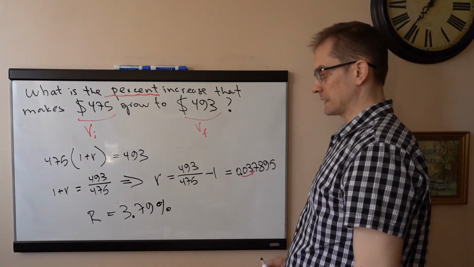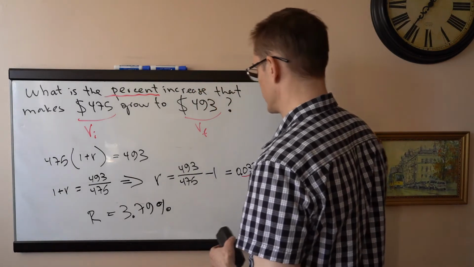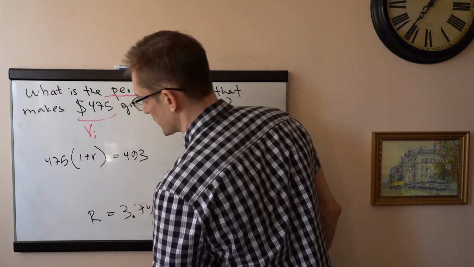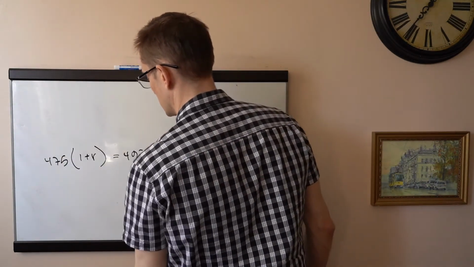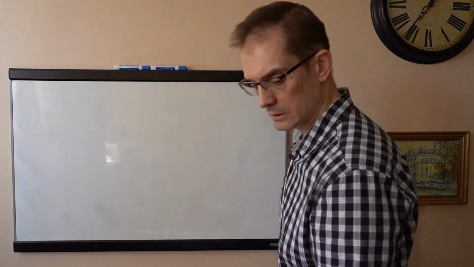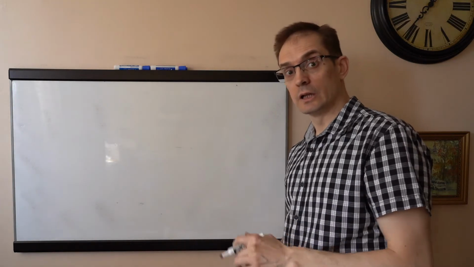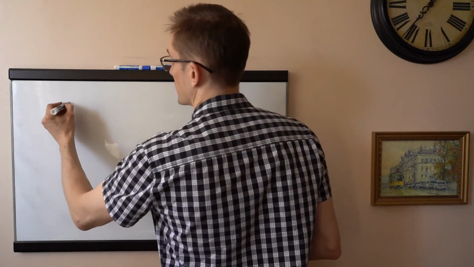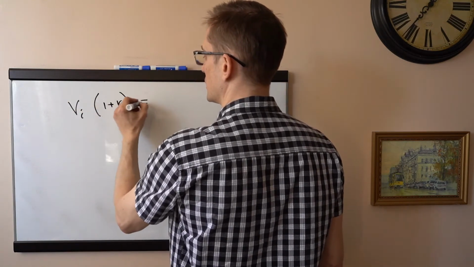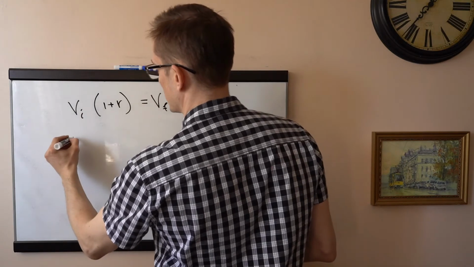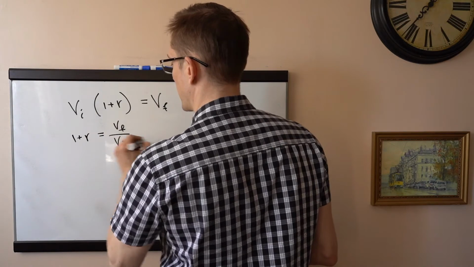Well, if you know just a little bit of algebra, you can deduce a formula from here for percent increase. That is the formula that you can use if you want to calculate your percent increase right away, if you want to avoid extra algebra. This formula can be obtained this way: VI times 1 plus R equals VF. So basically you have seen that 1 plus R is VF divided by VI.